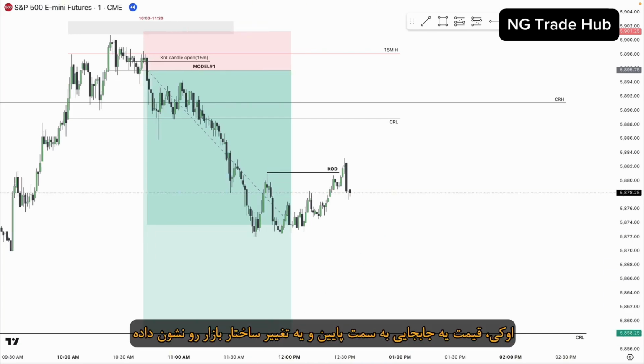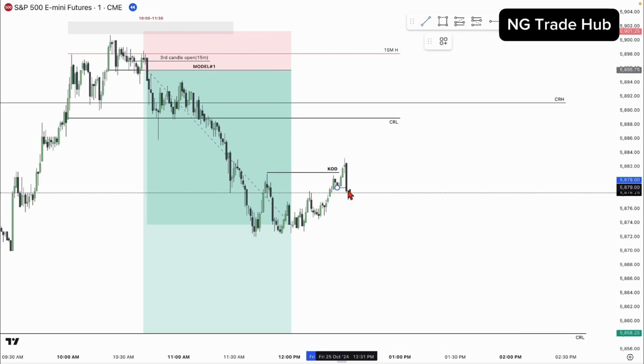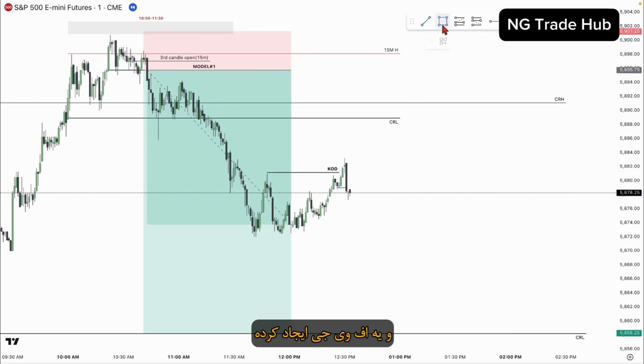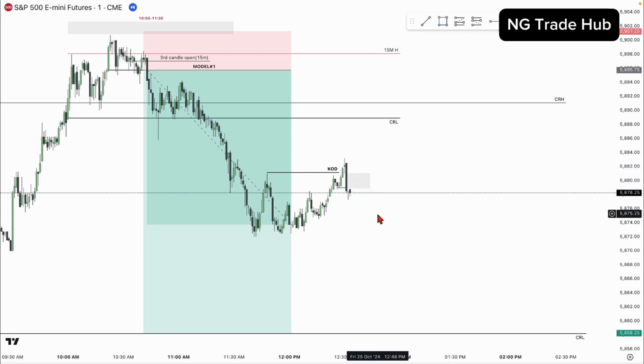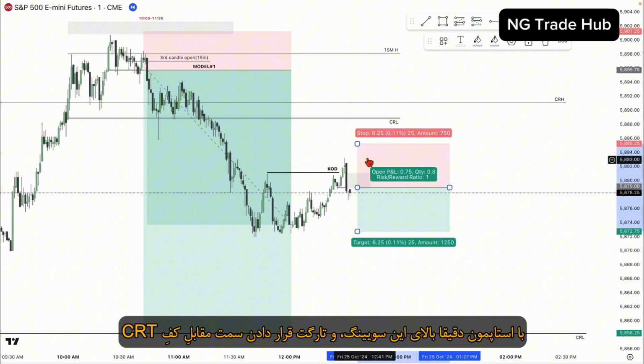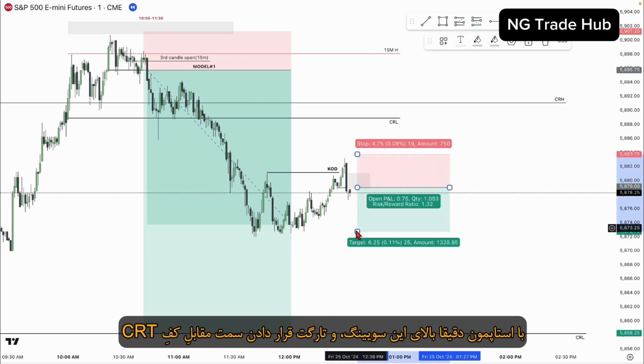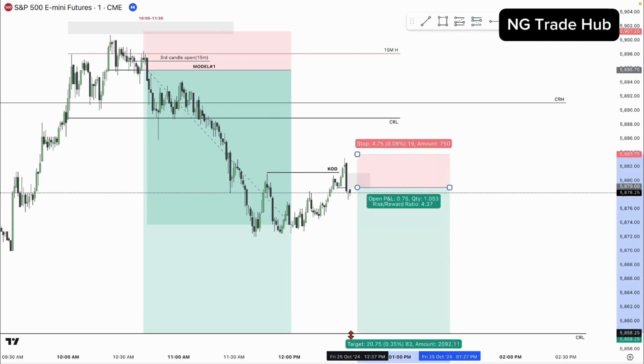Okay, the price has shown a downside displacement and a market structure shift, creating a fair value gap. We will mark this and take our next trade from here, with our stop just above this swing, targeting the opposite end of the CRT low. Let's see how it plays out.